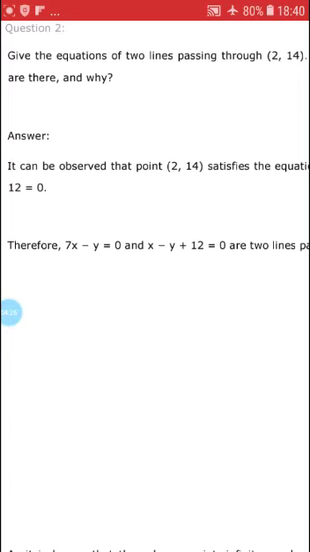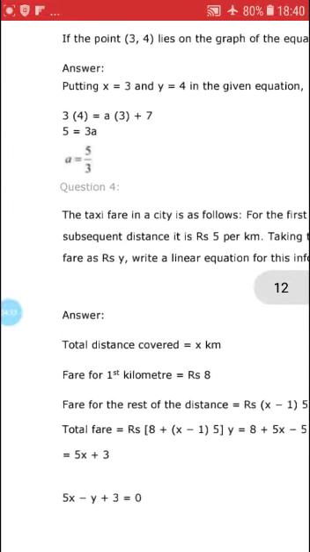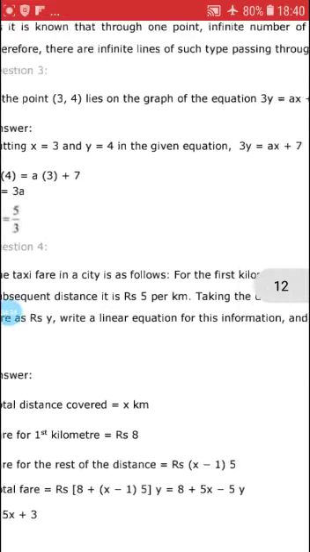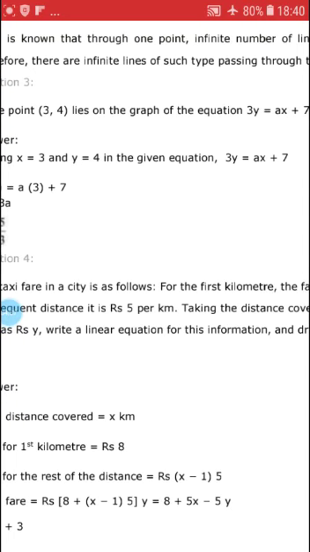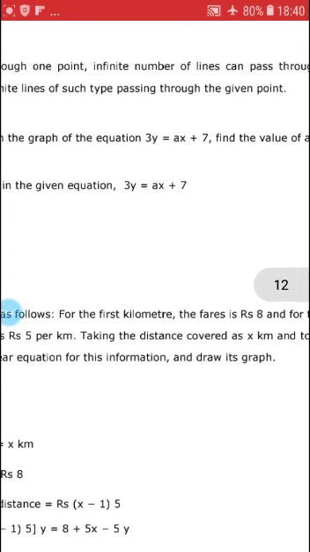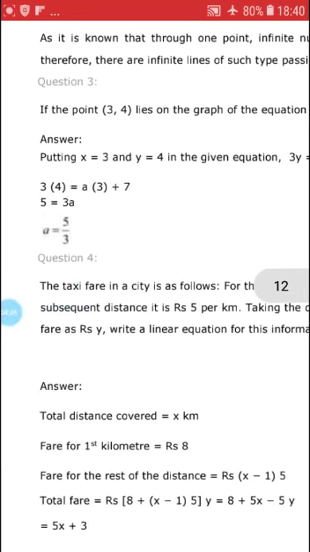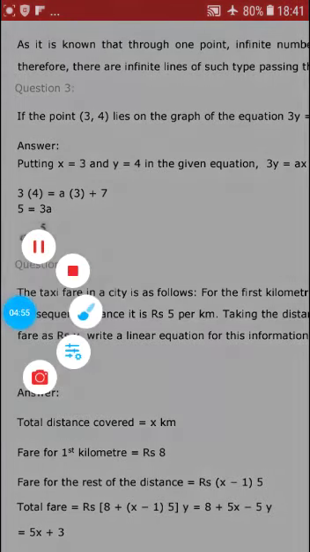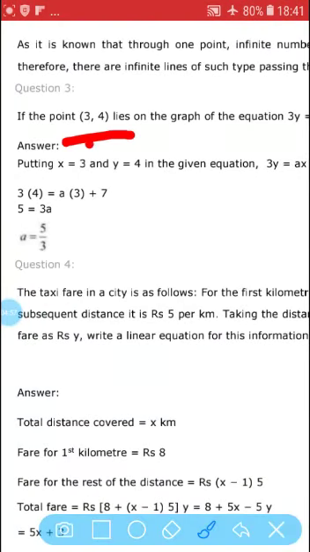Is that okay? Now see, our next question is: if the point (3, 4) lies on the graph of the equation 3y = ax + 7, find the value of a. It's very easy. We have solved questions of a different type, and here we have to find the value of a. No problem, because we have already been given the values of x and y, 3 and 4.